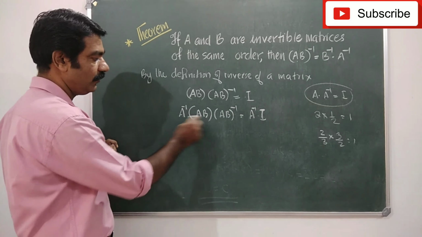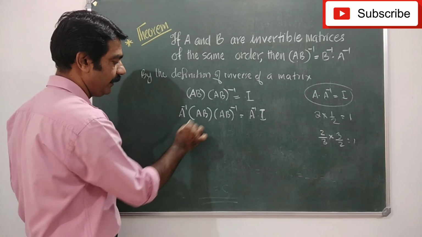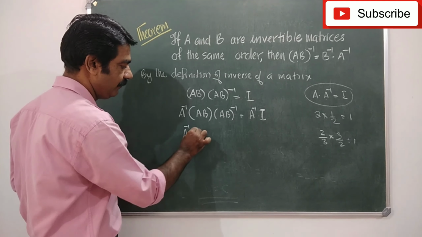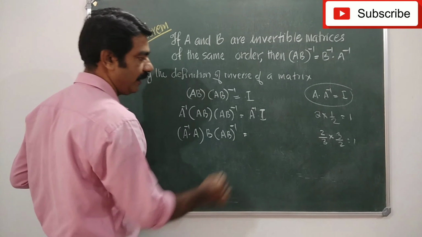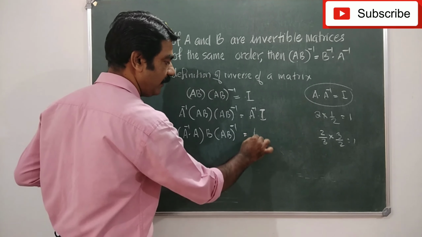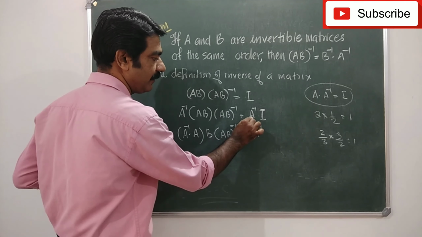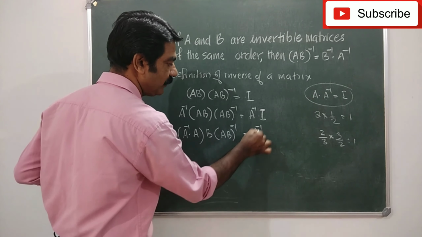Now rearrange this. Here we have A inverse into A. Then B is remaining. Then AB inverse is equal to A inverse into I, which is A inverse. A matrix multiplied with I gives the same matrix.